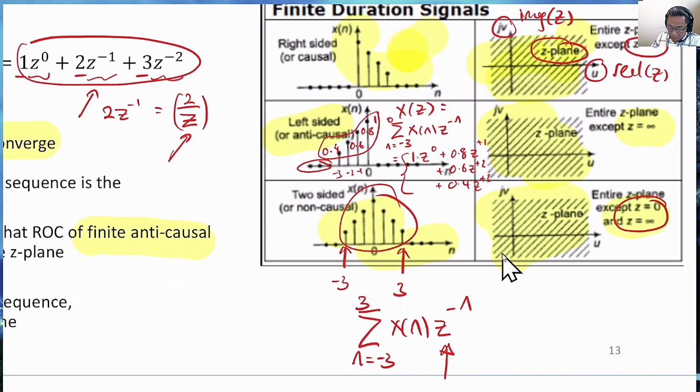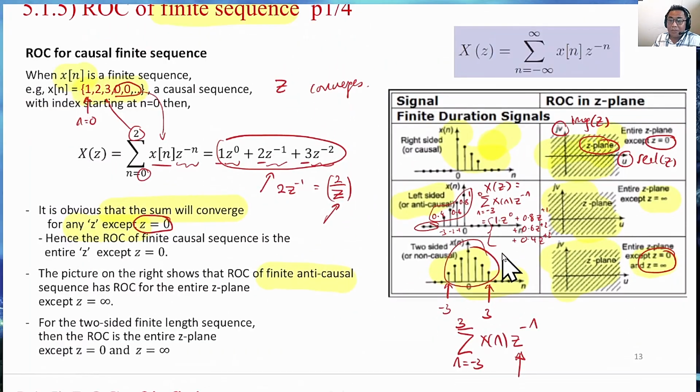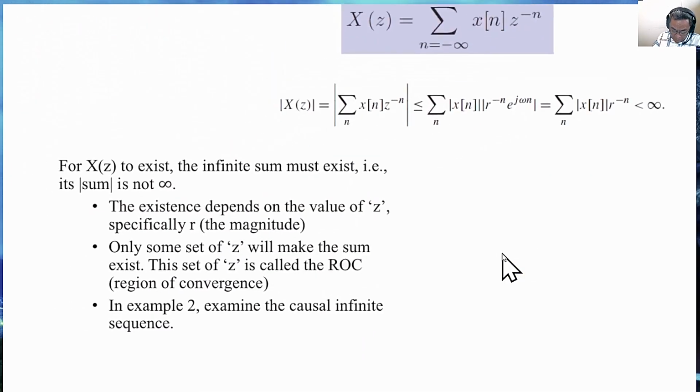So the take-home message is that for finite sequences, the z transform always exists, with the possible exception at z equals to 0 or z equals to infinity. So the proof is on this page.